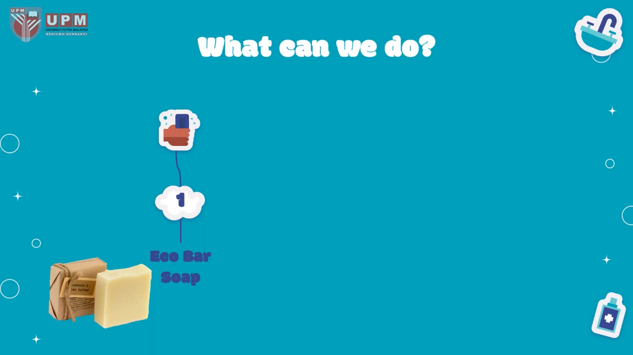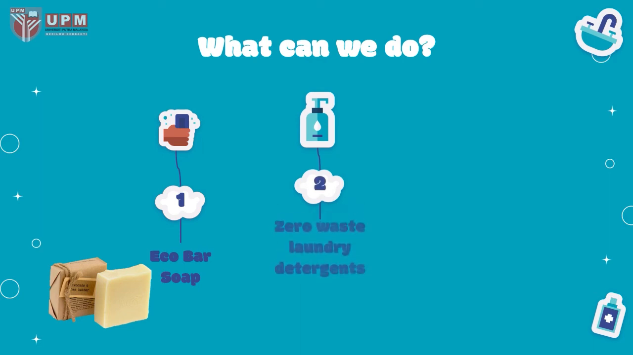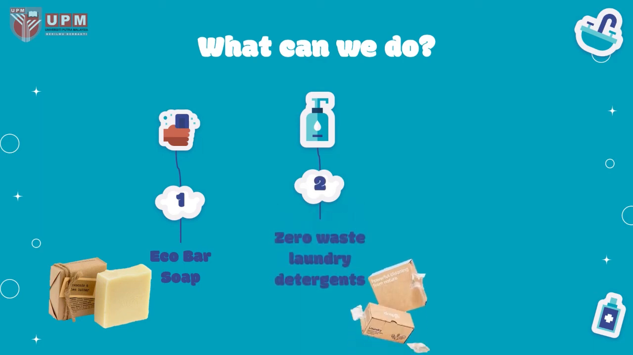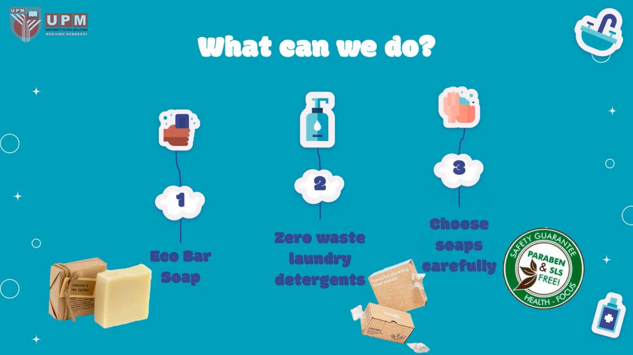Zero waste laundry detergents means that it is cruelty-free, vegan or minimal plastic use, and lighter to ship than liquid detergent. We should choose soap ingredients carefully that do not contain parabens, SLS, and others. Try to get mild ingredients with low pH to maintain balance on the skin.